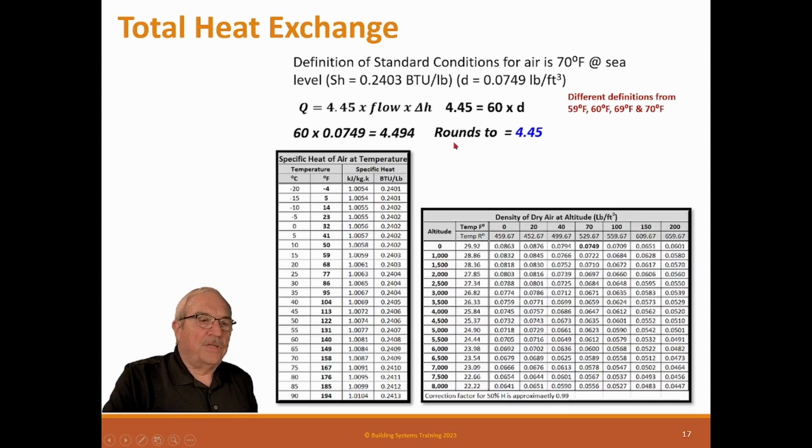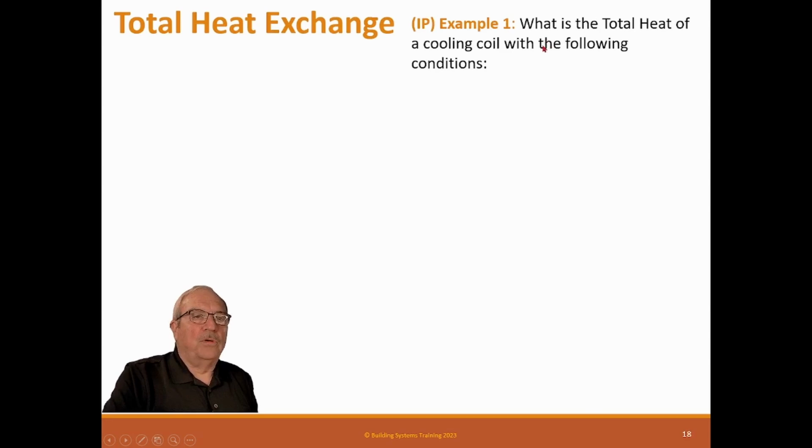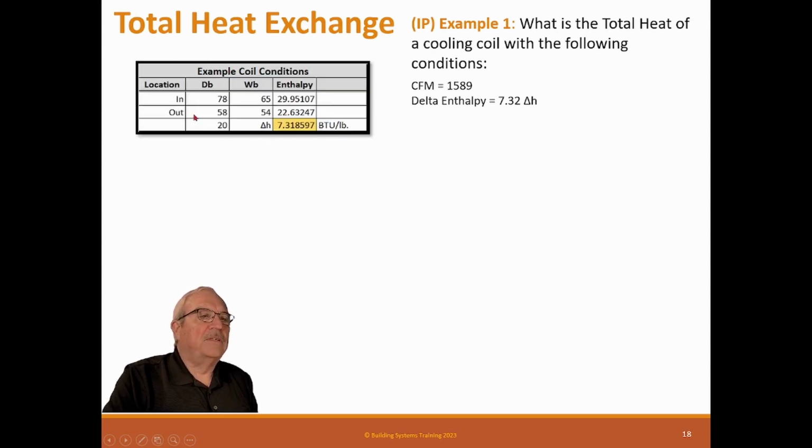All right, so there's the two tables again, same two tables, and we use them the same as we did before. This is showing you where the two are. Okay, so let's look at total exchange. Example 1, what is the total heat of a cooling coil with the following conditions? Here's our 1589 CFM again. Our delta enthalpy is 7.32, and here's where it came from. So our entering condition was 78.65. Exiting conditions were 58.52, and that means a difference, you subtract one from the other, of 7.31 BTU per pound in total enthalpy.